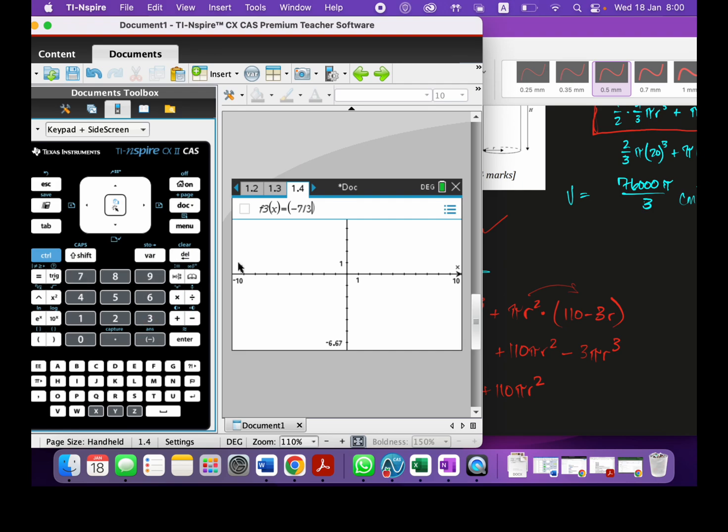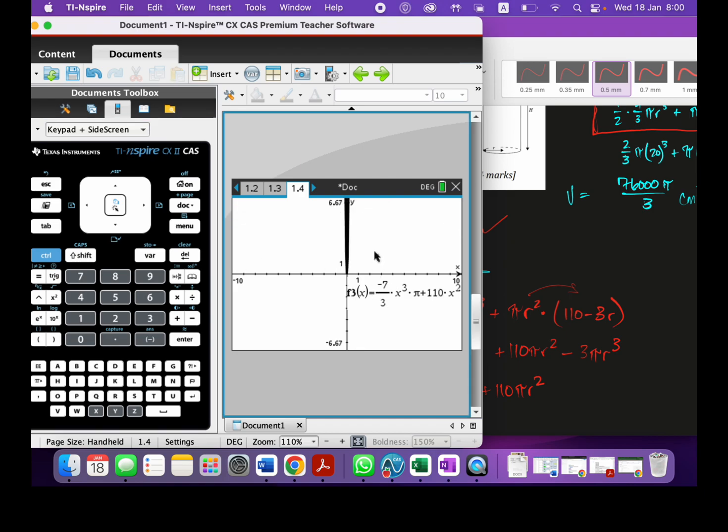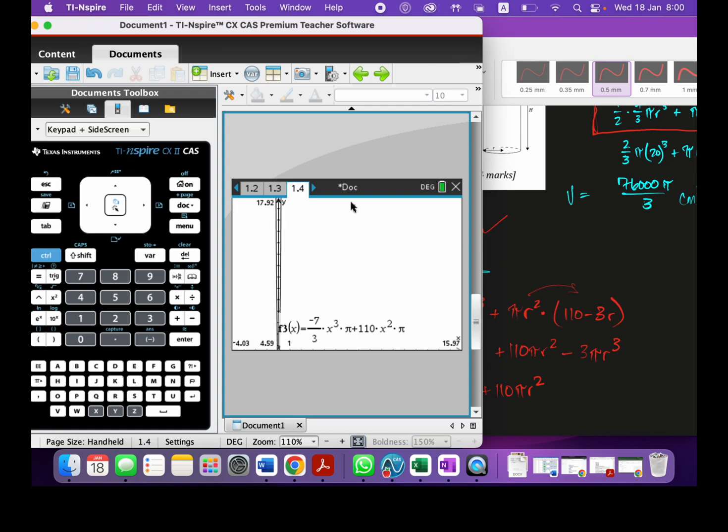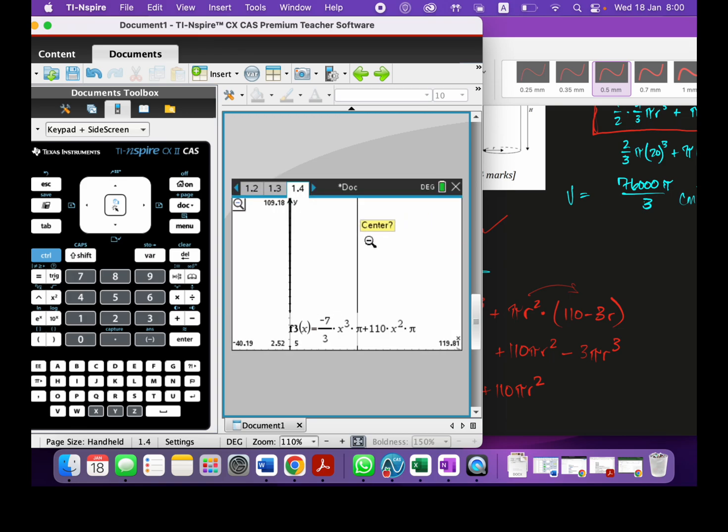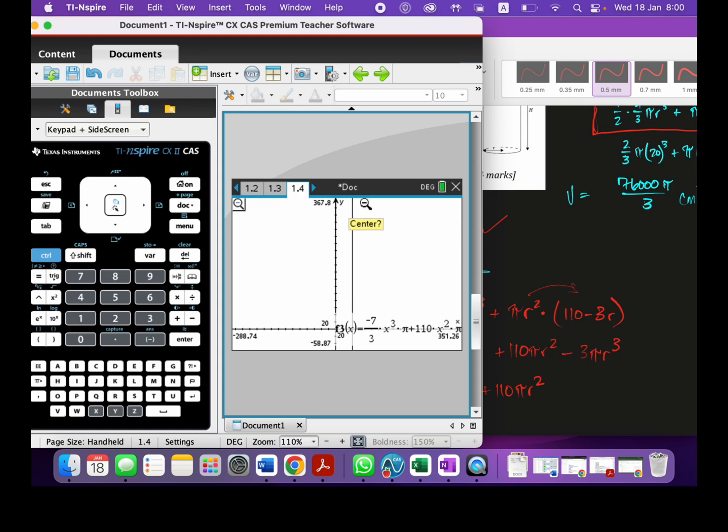Negative 7/3 x cubed times pi, that graphs, plus 110 times x squared times pi. All right, so this is a pretty interesting graph. Menu, we need to zoom way out on this. There we go, we're getting closer.